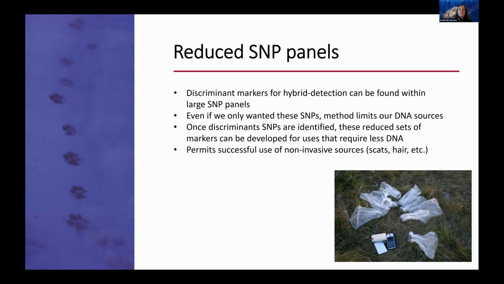And then for the final topic of the reduced SNP panels, we see from the wild boar example that discriminant markers for hybrid detection can be found within these large SNP panels. But very importantly, even if we only want these SNPs, that means we still have to have good enough DNA to use these methods. So that gives us a challenge. However, once these discriminant SNPs are identified, this reduced set of markers can also be developed for uses that require less DNA and is more friendly to non-invasive samples, such as the Fluidigm method that Tomáš mentioned earlier.